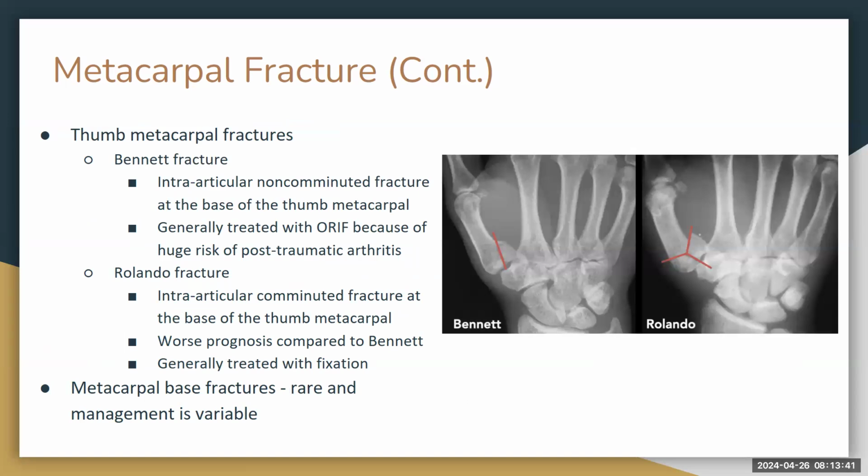The next one is kind of just the next step up, the Rolando fracture. These are comminuted intra-articular fractures. And of course, they have a worse prognosis because there's more fracture pieces. And again, these are treated with fixation. The metacarpal base fractures are rare, and management varies. So you can see the Bennett on the left with the picture, and then the Rolando on the right.